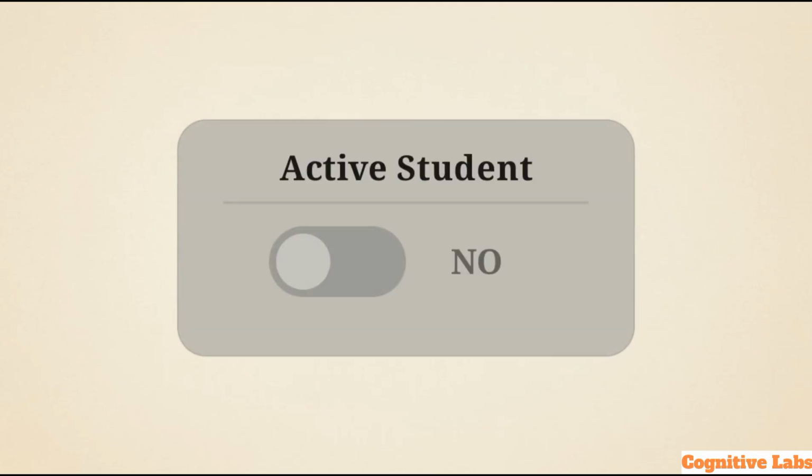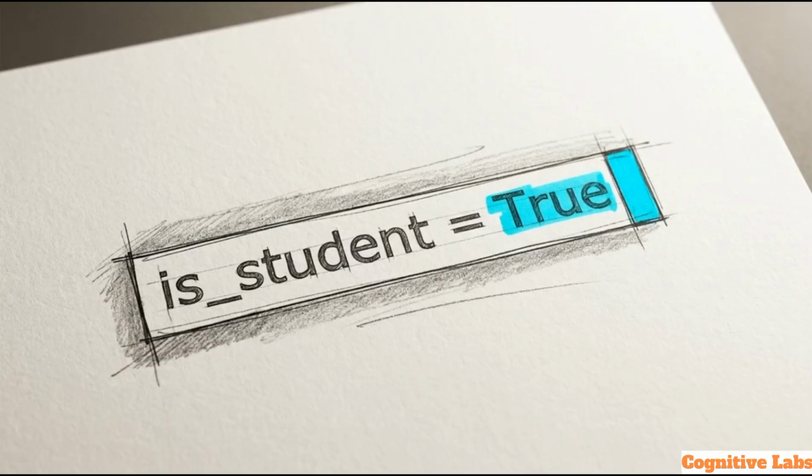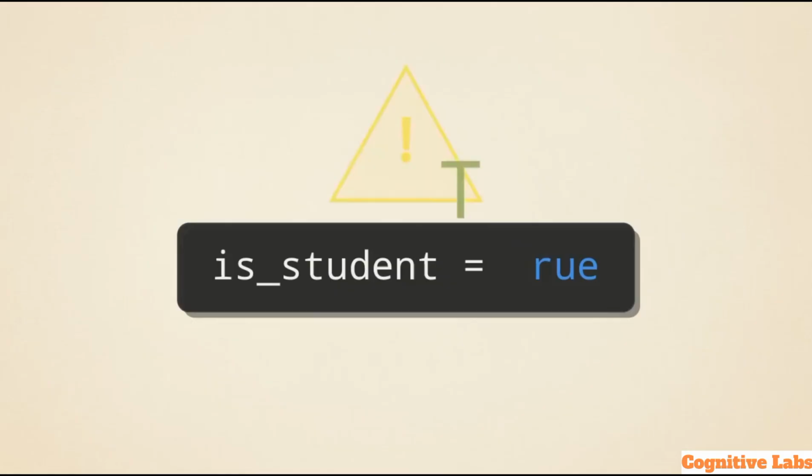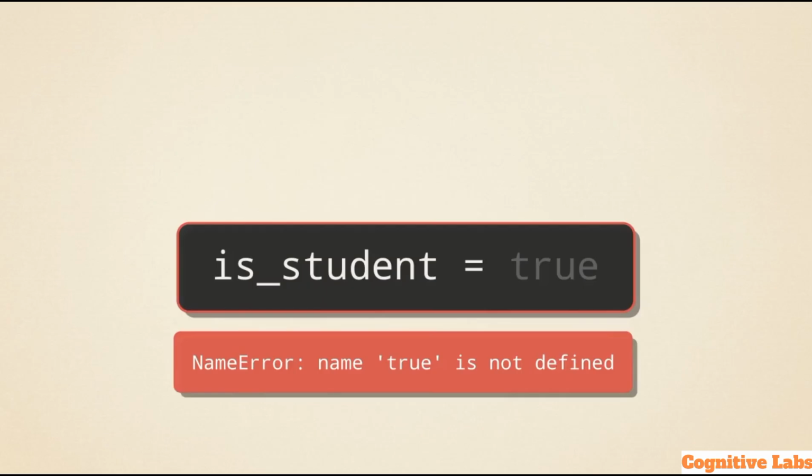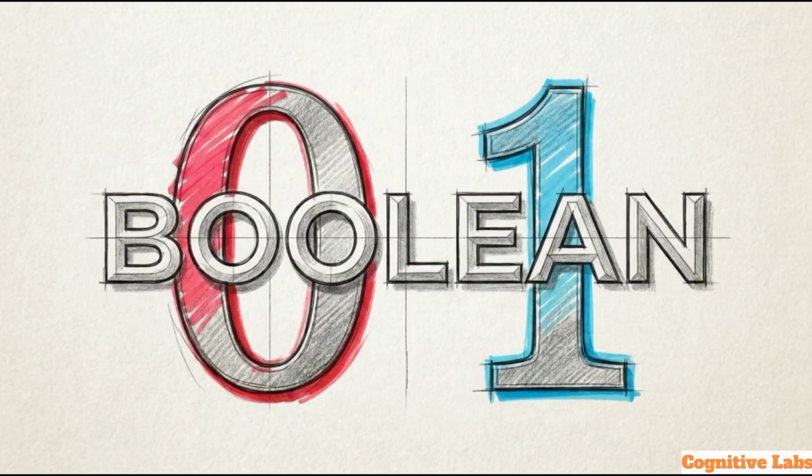Our final variable requirement is determining if you are currently an active student, which requires a simple yes or no state. On the next line, type isStudent equals true. Python is extremely strict about case sensitivity. As highlighted here, if that first letter T isn't capitalized, your script will throw an error. This binary true or false data type is known as a Boolean.